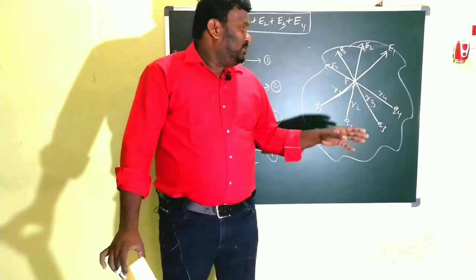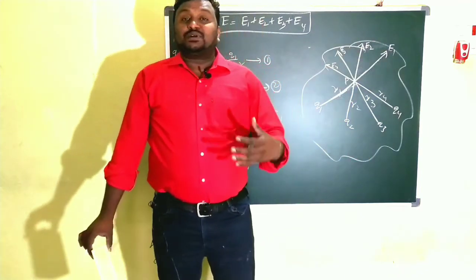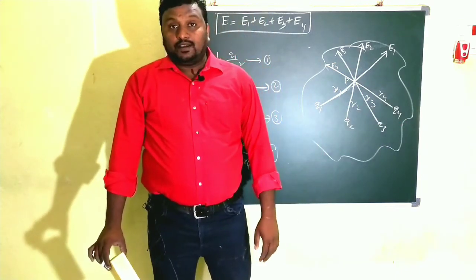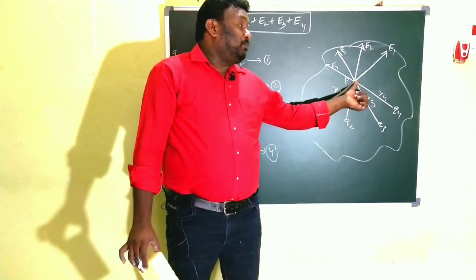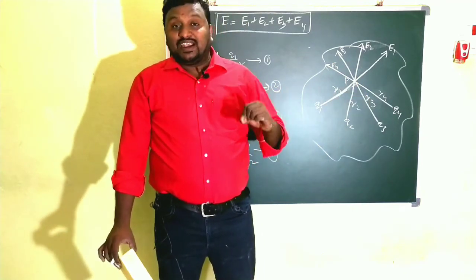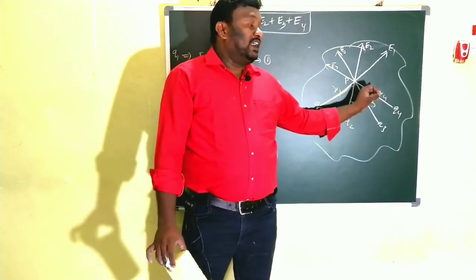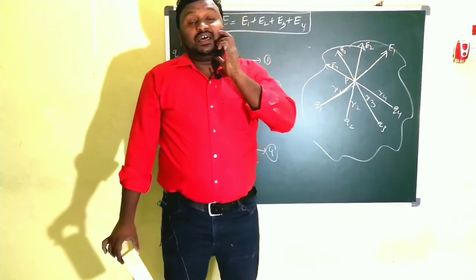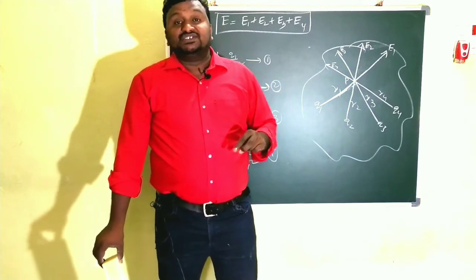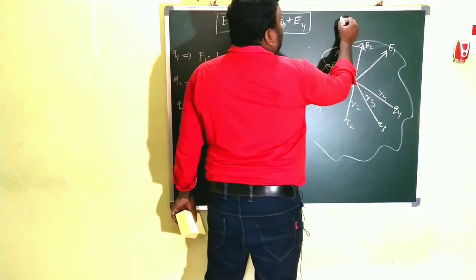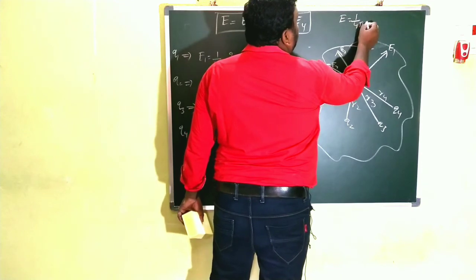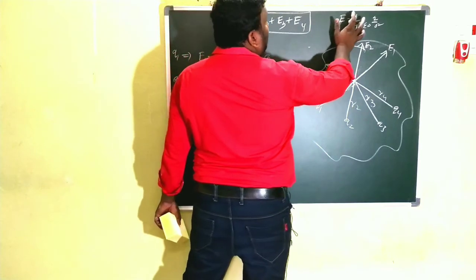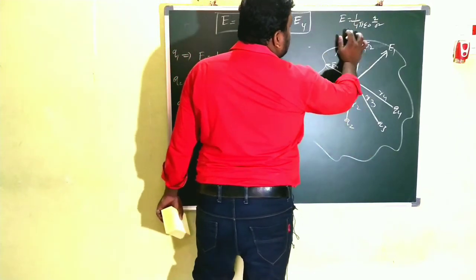Very clear, children. We have taken one system. That system consists of 4 charges: Q1, Q2, Q3 and Q4. Clear? So we select one point P. From that point they are at distances R1, R2, R3, R4. Then E1, E2, E3, E4 are their respective electric field intensities. So already we have the electric field intensity formula: E is equal to 1 by 4 pi epsilon Q by R square. This is the general formula.